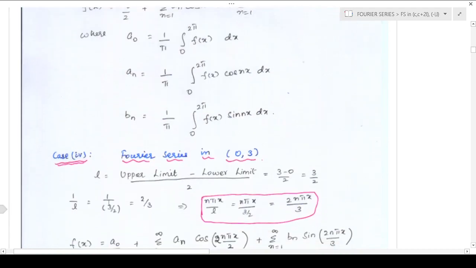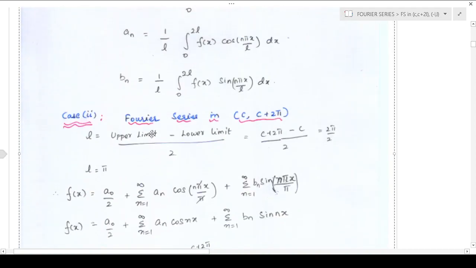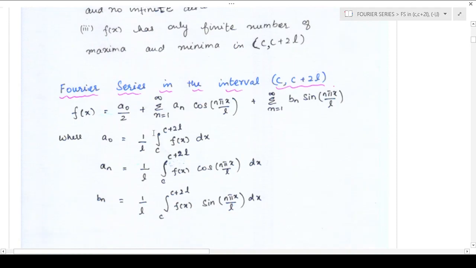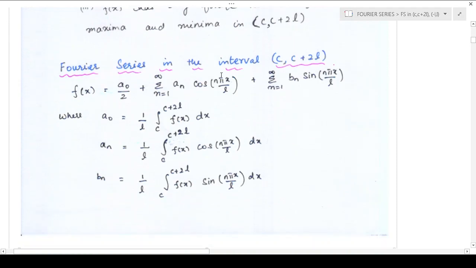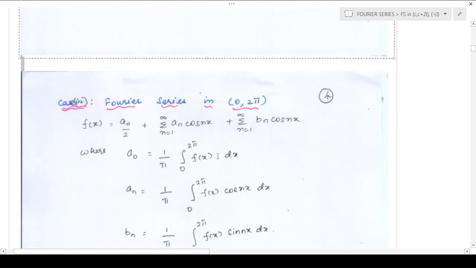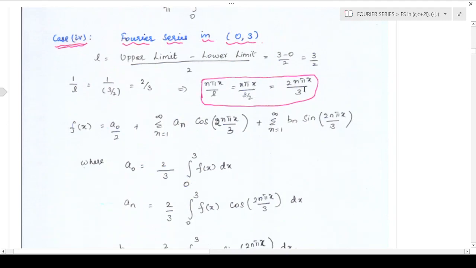Same thing. So, now, Fourier series in the interval 0 to 3, not only 0 to 3, 0 to 6, 0 to 5, whatever it is, you are going to find the half the length of the interval, L equal to upper limit minus lower limit divided by 2. So, 3 minus 0 by 2, it is 3 by 2. So, 1 by L will be 2 by 3. n pi x by L will be n pi x divided by 3 by 2. So, 2n pi x by 3, children. So, same as such, here the first case, wherever it is n pi x by L, it will be replaced by 2n pi x by 3. That's it. Other than that, it is the same.